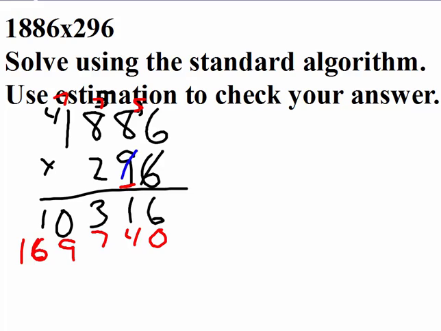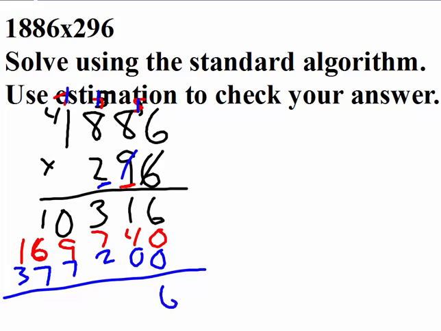Okay, I'm done with that 9, so now I move over to my hundreds, so I add 2 zeros because I'm in my hundreds. 2 times 6 is 12. 2 times 8 is 16, plus 1 is 17. 2 times 1 is 2, plus 1 is 3.